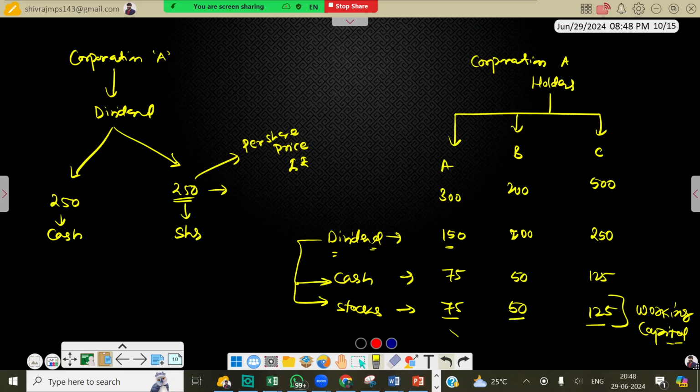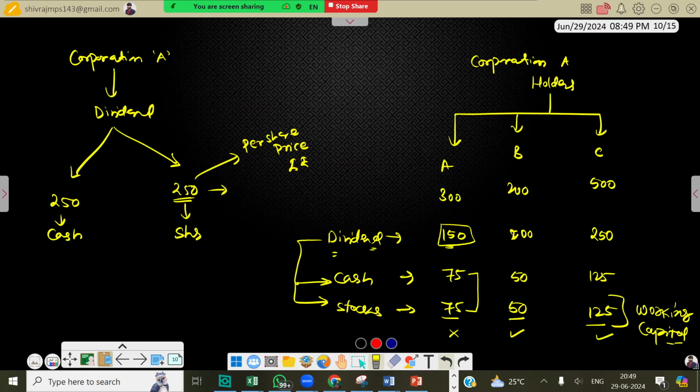Investor A is not interested, investor B is interested, investor C is also interested. Then the company can't force A, understand this one. By default, the company will process 150 as cash to investor A, and for the other two, B and C, the company will process a CSO, which is a cash and stock corporate action event.